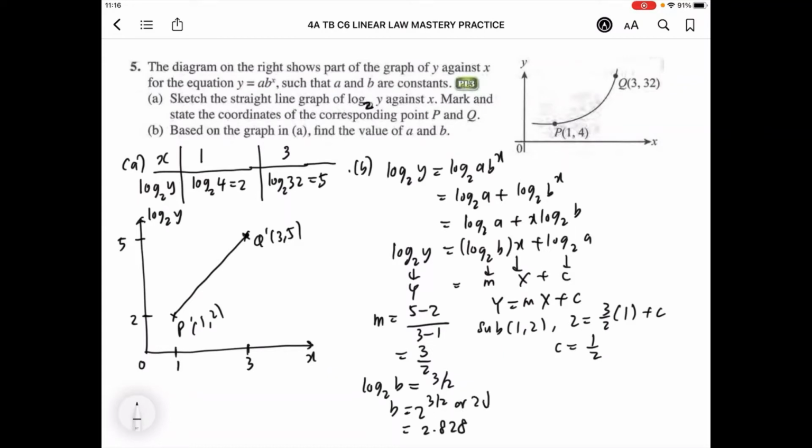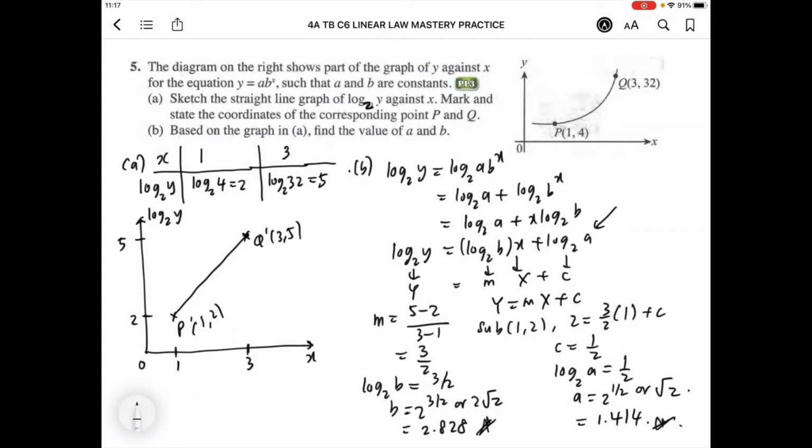Now for c, log base 2 a. From your equation, your y-intercept c is log base 2 a. From your graph, your y-intercept is half, so a is 2 power half. You can write square root 2, 1.414, or just root 2. Either way, whether you leave it in decimal or surd form, also can. Yeah, I like this question, it's quite interesting.